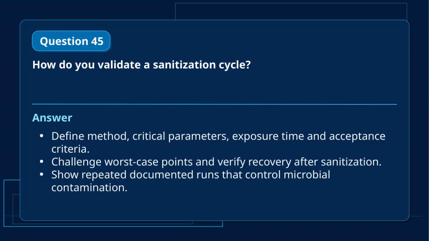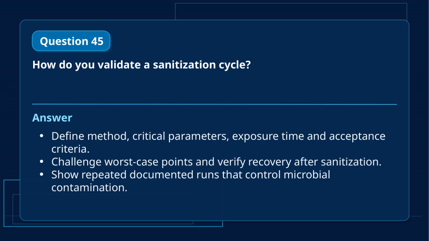To validate a sanitization cycle, the first step is to define a clear method that includes all critical parameters. This involves specifying the exact conditions under which the sanitization should occur, such as temperature, chemical concentration, and exposure time. Setting acceptance criteria is essential to determine if the cycle is successful. Next, it's important to challenge the process by identifying worst-case points, the most difficult areas to sanitize, to test whether the cycle can effectively reach and sanitize those points.